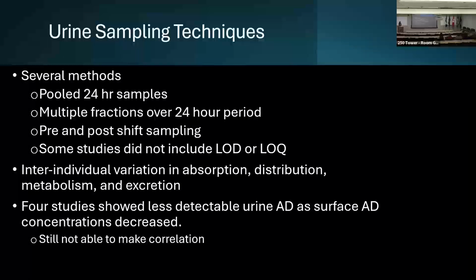Urine sampling techniques: you either had a pooled 24-hour sample or multiple fractions over the 24 hours, so it depends on how often they are collecting. And then some studies did not include the limit of detection or limit of quantification for the study, and that influences how you interpret data. And you also have inter-individual variability between people in how they handle drug exposure and how they metabolize it.